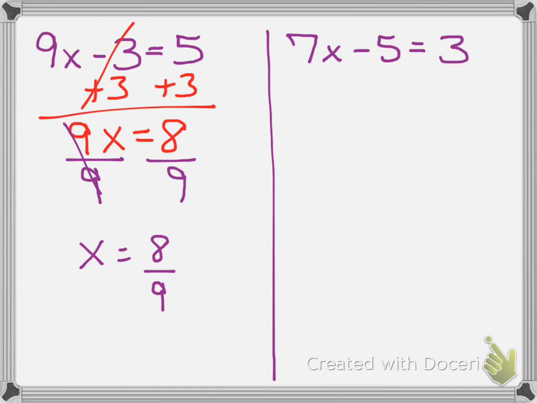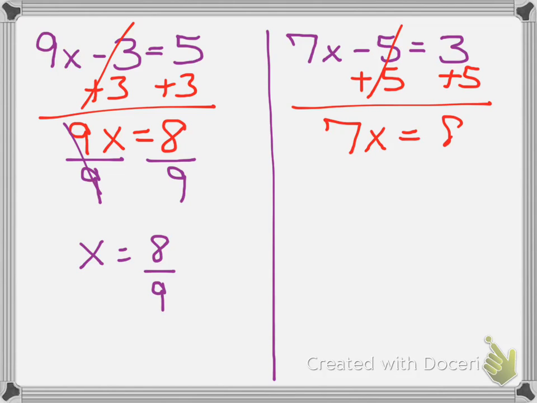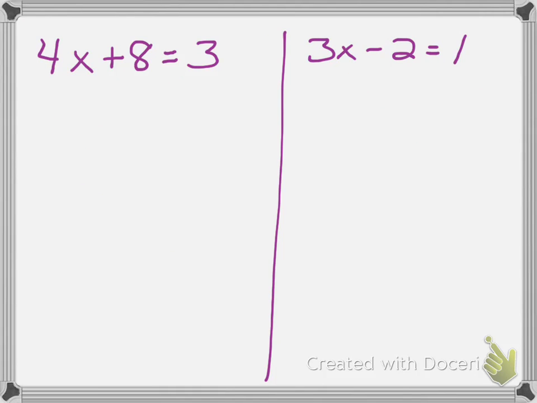For this next example, I have 7x minus 5 equals 3. I have a minus 5, so the opposite is plus 5. What I do to one side, I do to the other. Cancel my 5's, and I'm left with 7x equals 8. To finish my problem off, I have to get rid of the 7, so I'm going to need to divide each side by 7. My 7's will cancel, and x will equal 8 over 7.